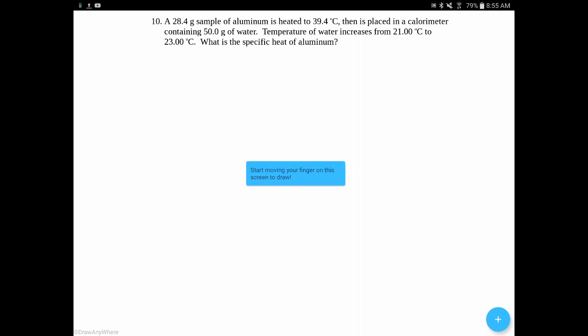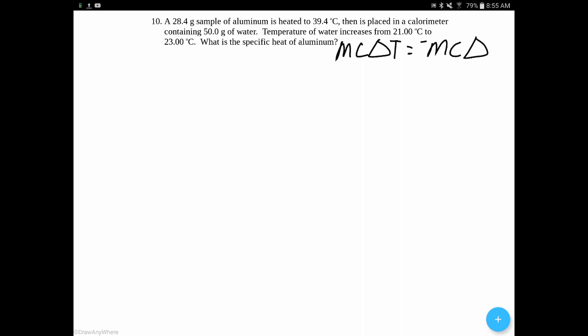All right, so we are going to do a calorimetry problem. So first we have our formula, which is MCΔT equals negative MCΔT. The M is mass, the C is specific heat, and the ΔT is change in temperature. So now we're going to assign all of our variables.